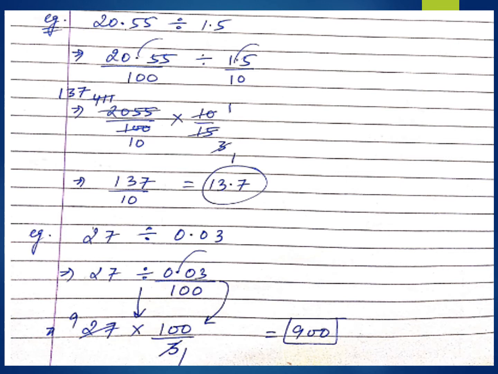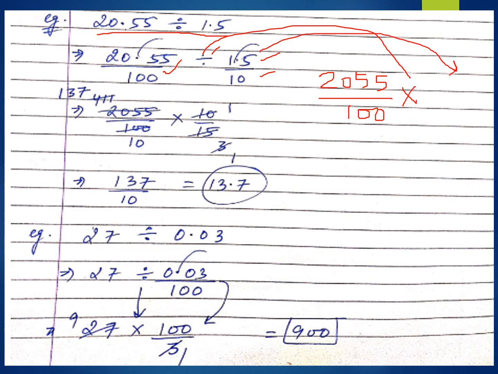Now 20.55 divided by 1.5. Same question. This time both are decimals. So first we will make them fractions. It becomes 2055 upon 100 divided by 15 upon 10. Now the same thing. We have to write like this. First term as it is, 2055 upon 100. Division becomes multiplication, and this term's reciprocal, that is 10 upon 15.